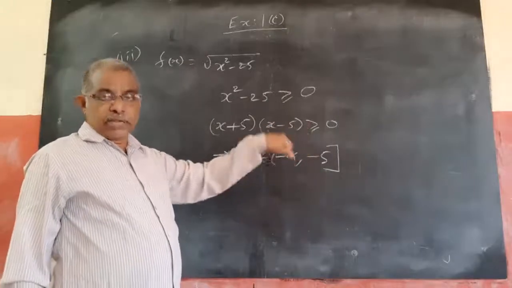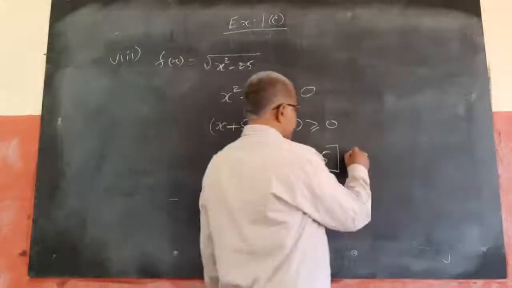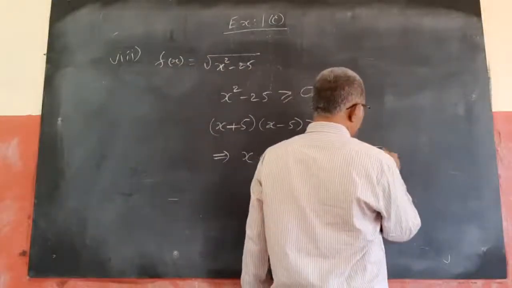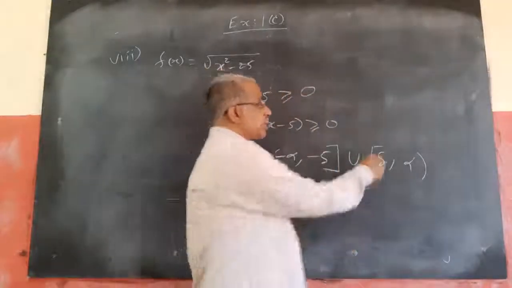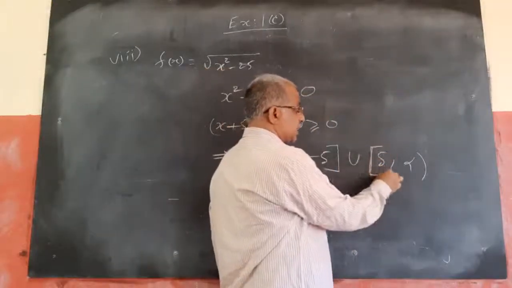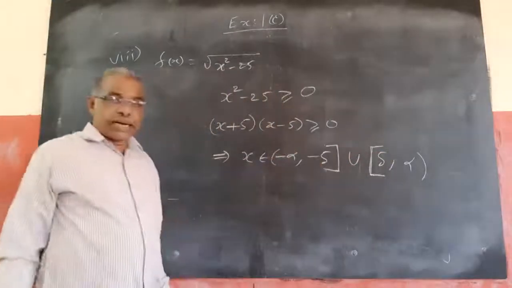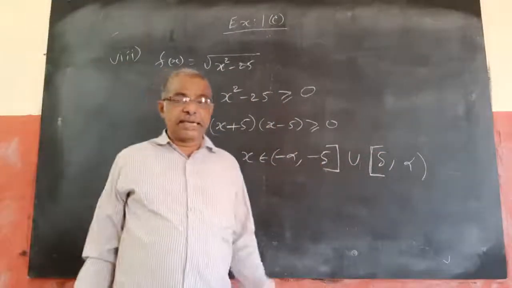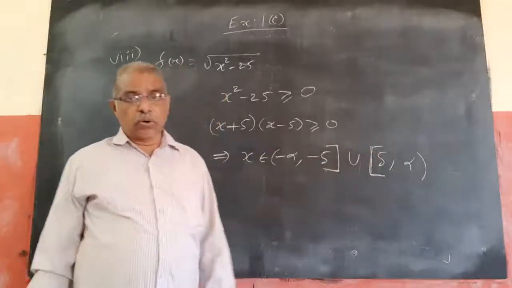Equal to 5, including 5, is this union: 5 to infinity, including plus 5 and including minus 5. Including is a closed bracket. This is called a closed bracket, and the previous bracket is called an open bracket. Open bracket means excluding; closed bracket means including that value.